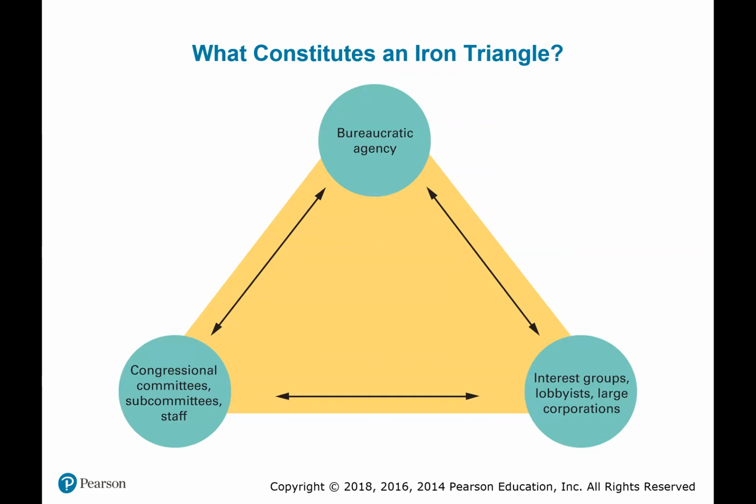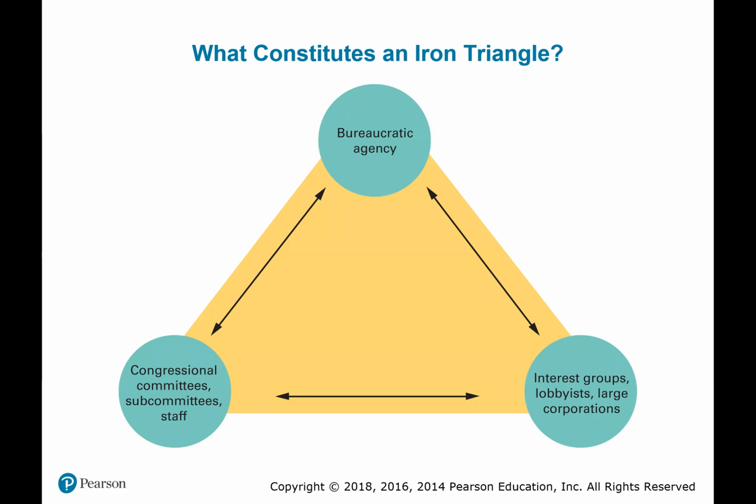The text talks about the iron triangle. This is an older term. So you have a bureaucratic agency, it could be a department, an agency, office, commission, and you will have a congressional committee, subcommittee, staff. These groups of people will be dealing with that bureaucratic agency quite a bit.